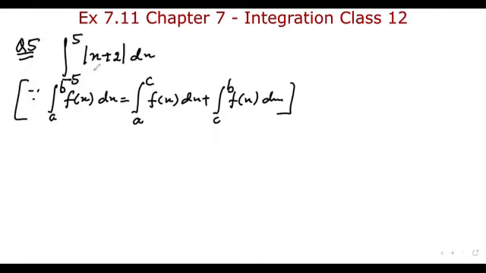Here in this question we can see there is a modulus function, x plus 2. For a modulus function we usually apply this property. That means in between a and b we are getting a number c, and we are splitting the limit into two parts. The first limit is from a to c, then from c to b, right? So we can apply this property in modulus functions.